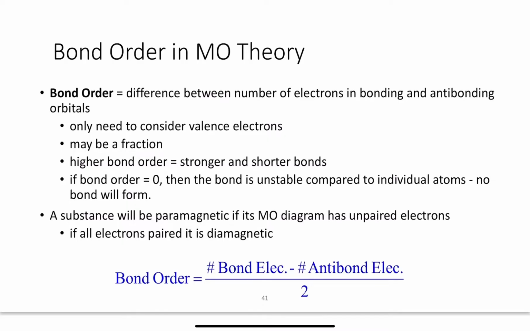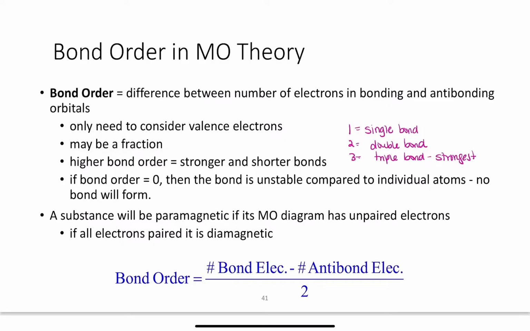Bond order in molecular orbital theory. The bond order is the difference between the number of electrons in the bonding and anti-bonding orbitals. We only need to consider valence electrons. This value may be a fraction, and the higher the bond order, the shorter and stronger the bonds. If bond order is 0, the bond is unstable compared to the individual atoms and no bond will form. If it's 1, it's a single bond. 2 is a double bond. 3 is a triple bond. And this is the strongest.